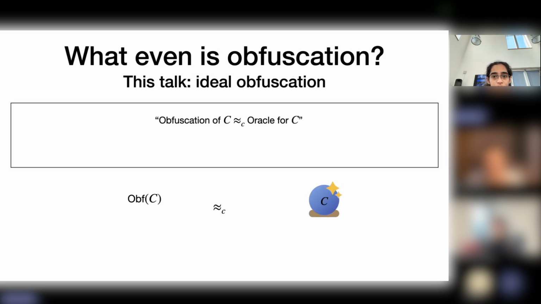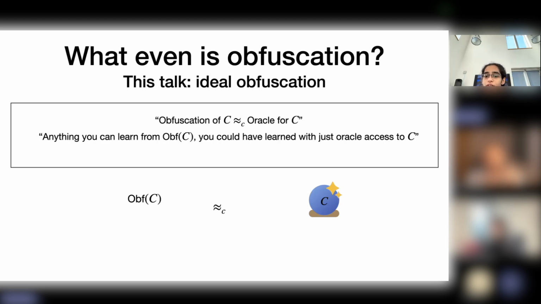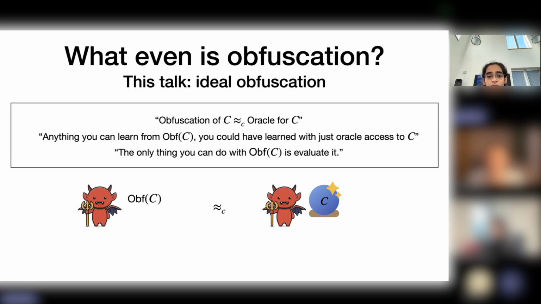So what is this definition? This says that an obfuscation of a circuit is as good as an oracle for that circuit. So anything you can learn from the obfuscation, you could have just learned with oracle access to C. Another way of saying this is the only thing you can do with the obfuscation is evaluate it. There's no other secret information that leaks. So in cryptography, we think of everyone as an adversary. In this picture, the adversary is given an obfuscation of the circuit on the left-hand side, and on the right-hand side is given access to the oracle for C. And everything it can output on the left-hand side can also be outputted on the right-hand side, basically.